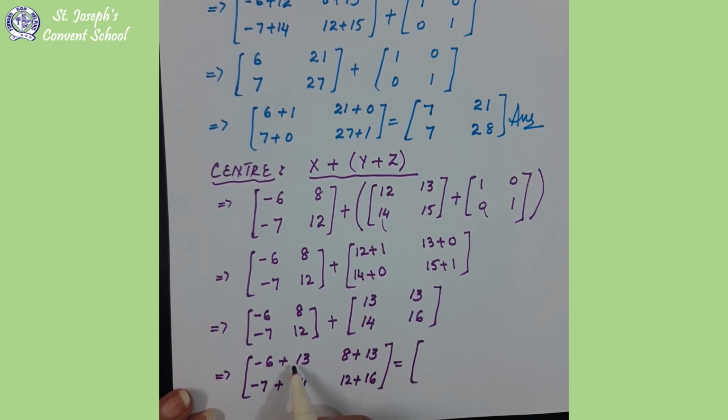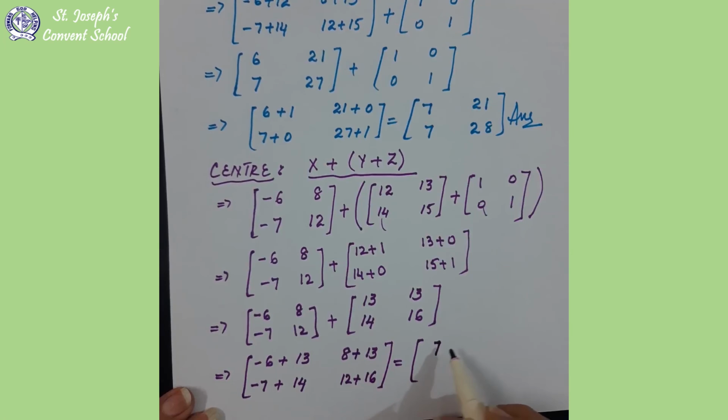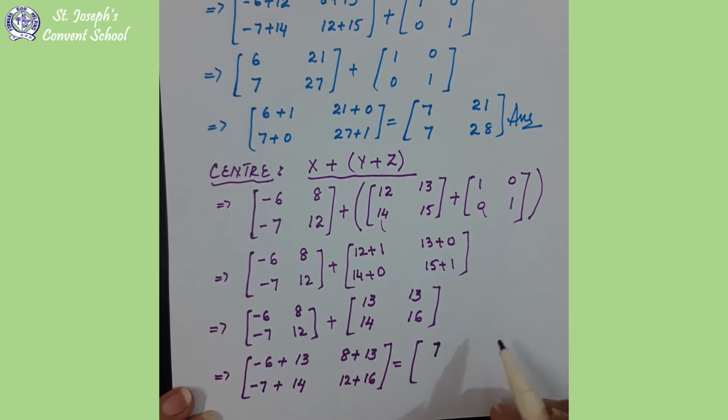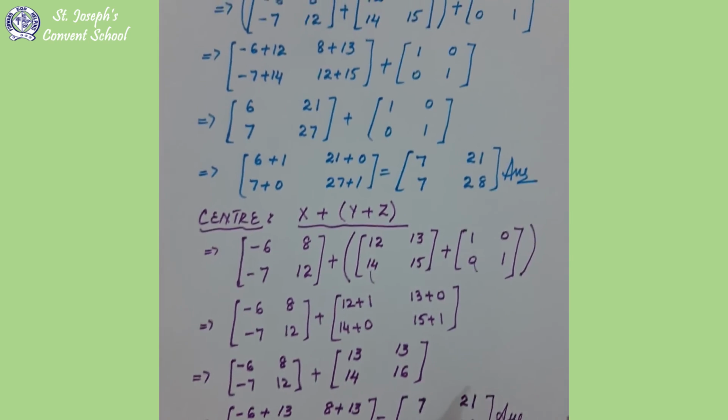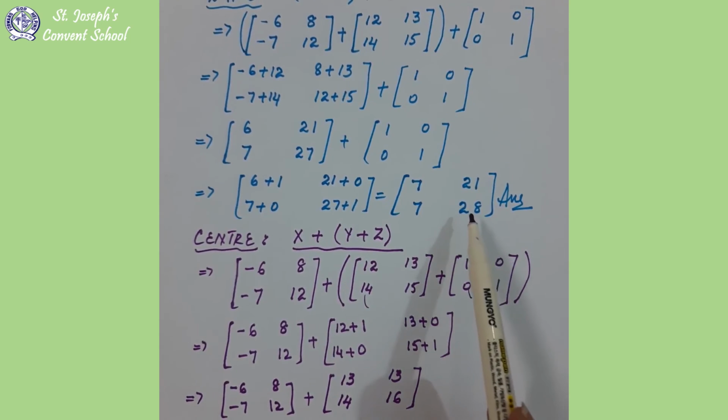Minus 6 plus 13, so you'll get 7. Sign of the greater number is plus. 8 plus 13, you will get 21. Minus 7 plus 14 is 7. Sign of the greater number is plus. And 12 plus 16 is 28. So this is the second answer. So you can see that this first answer, left hand side and center, both are same.